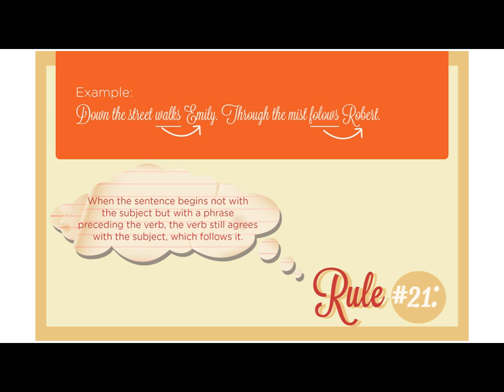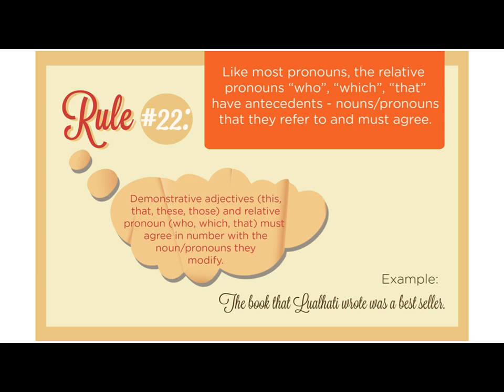Next rule. When the sentence begins not with the subject but with a phrase, the verb still agrees with the subject which follows it. Example, down the street walks Emily. Through the mist follows Robin. So, here in the first sentence, Emily is the subject, walks is the verb. In the second sentence, Robin is the subject and then follows is the verb. Next rule.